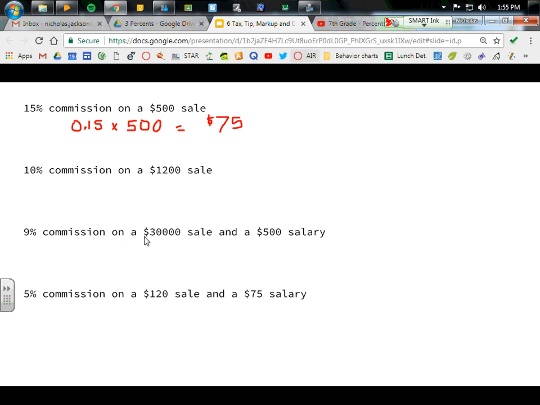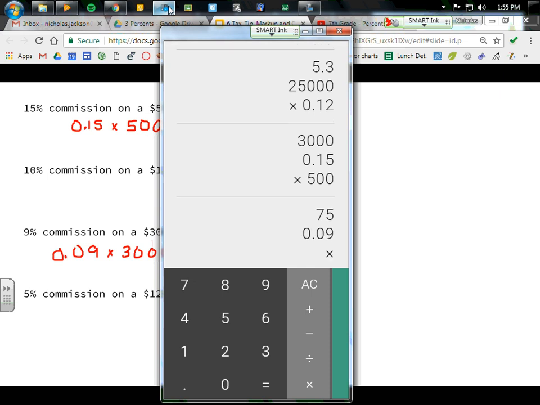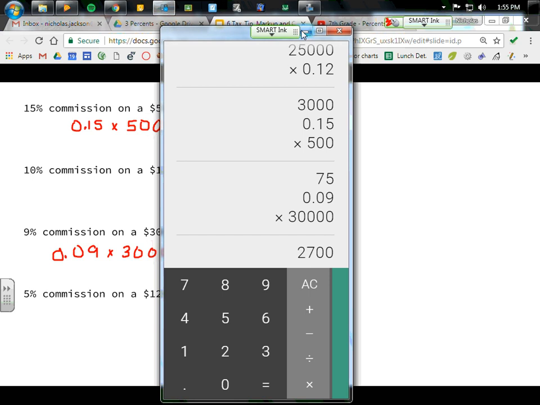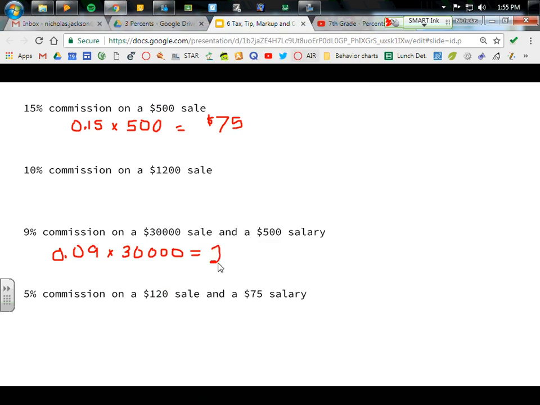All right, if we jump down two places and we look at this problem, you made 9% commission on a $30,000 sale with a $500 salary. Then we're going to find out our total bring home pay. So let's change 9% to a decimal. So that would be 0.09. We're going to multiply that by 30,000 to get 2,700. Now we are going to add our daily salary, $500. Our total bring home pay then is $3,200.